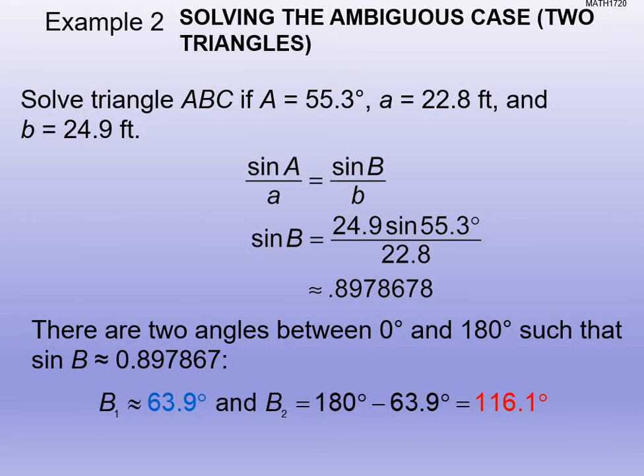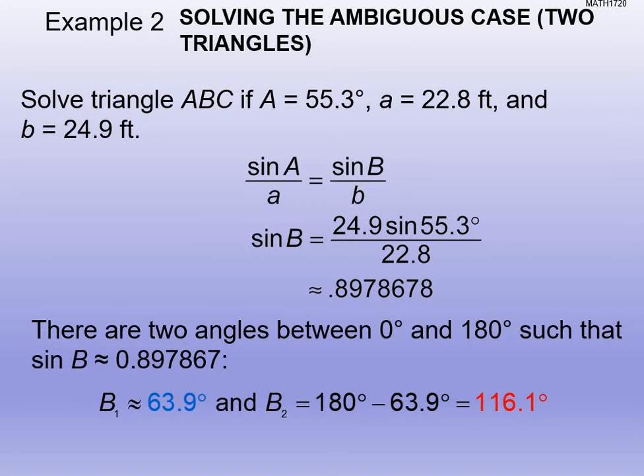That's the first quadrant angle. For the second quadrant angle, you're going to take 180 degrees minus 63.9. So those should be the two angles that suffice for this triangle.